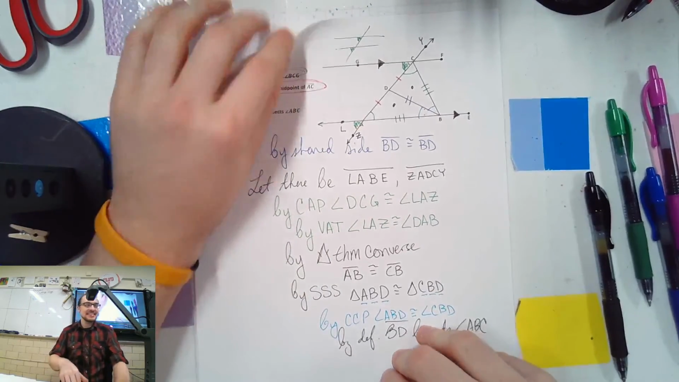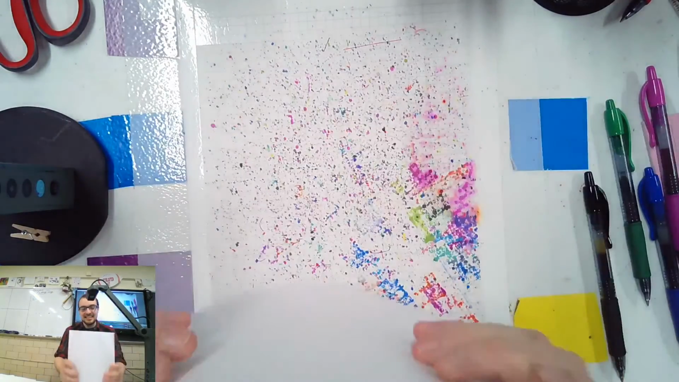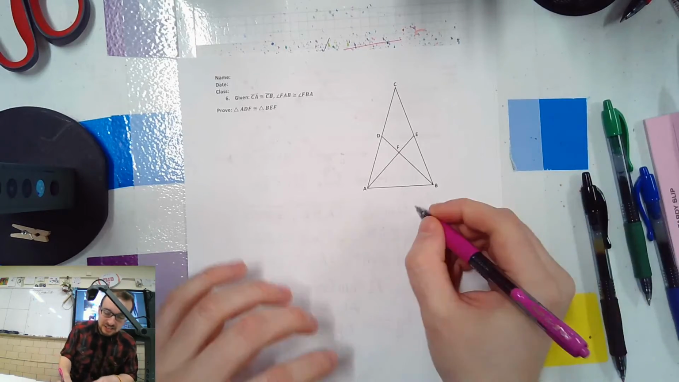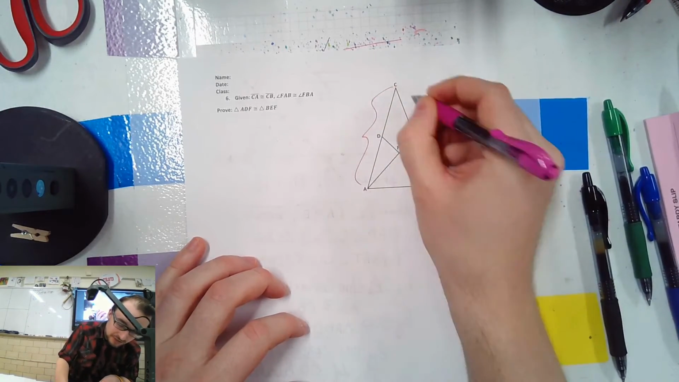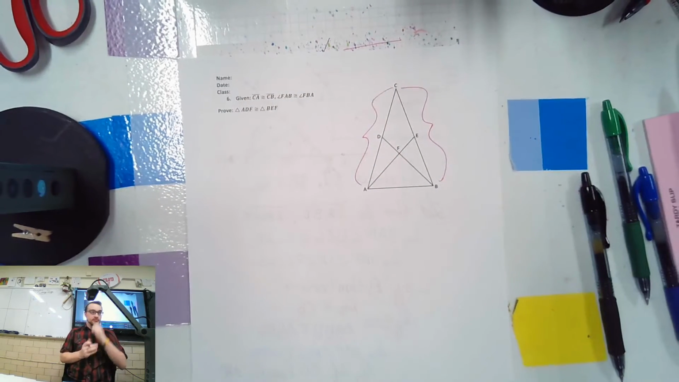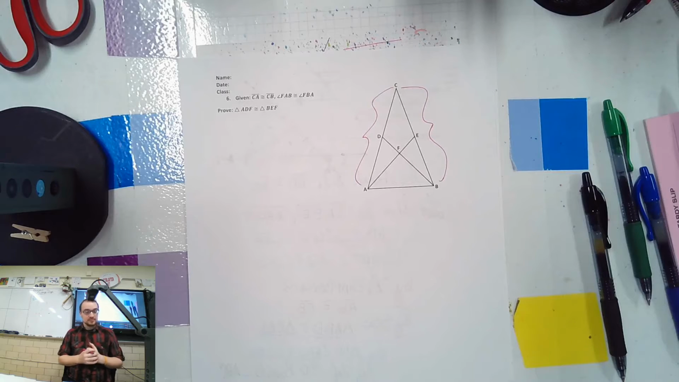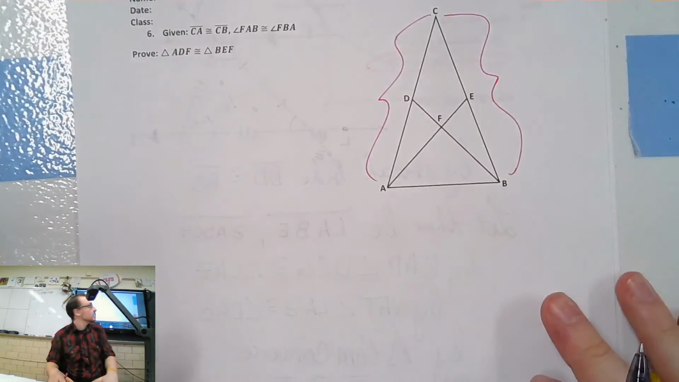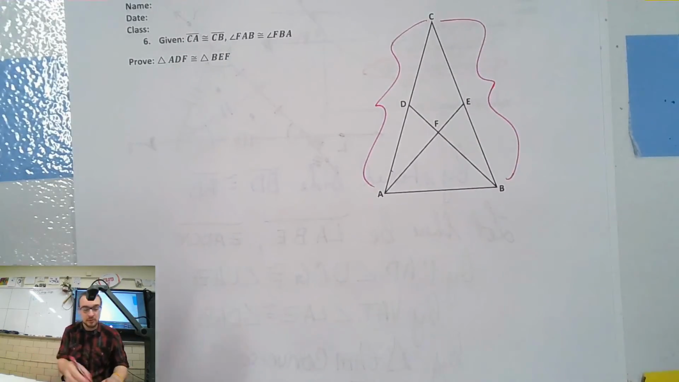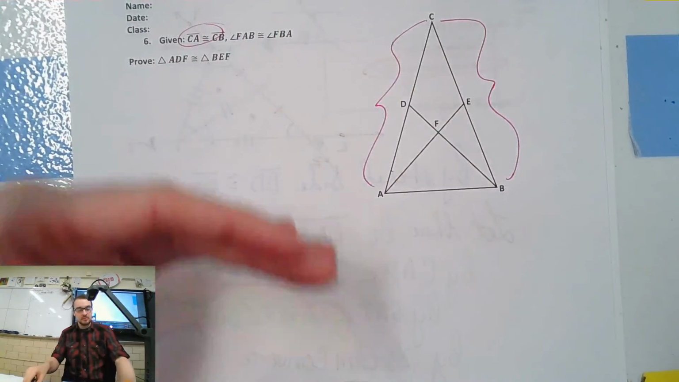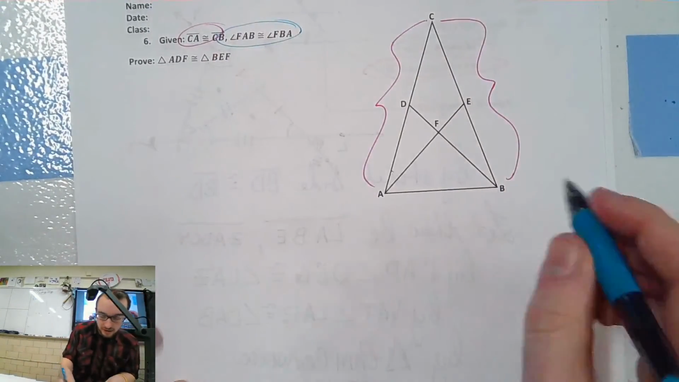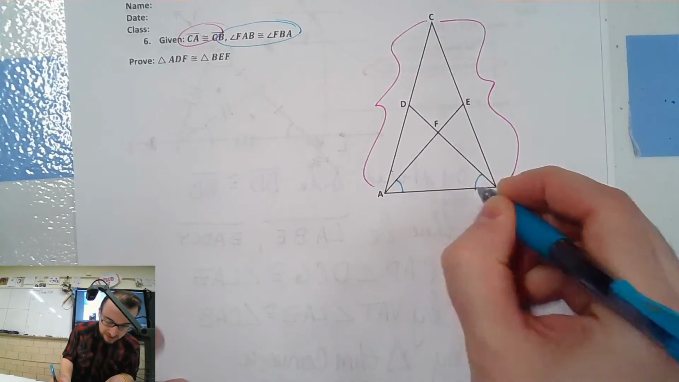Number 6. Here we go. CA and CB are the same. As soon as I mark this, Landry, what's going through your head? It's an isosceles triangle, so we're going to use the isosceles triangle theorem. So we're going to get those two angles. Don't do it yet. We want to make sure we get our givens first, and then we back up our stuff. Angle FAB and angle FBA are congruent. So we get this angle and this angle.